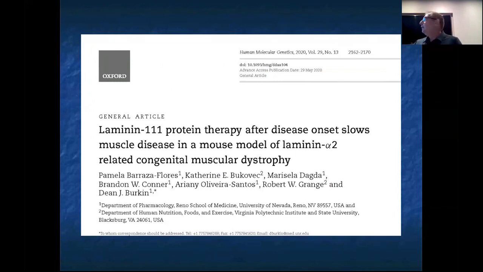So pretty young. So the big question now is, what if we treat later, right? Because most patients, most kids, have had the disease for a little while. So what happens?